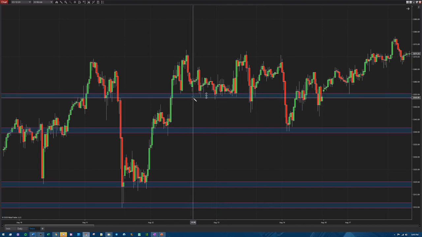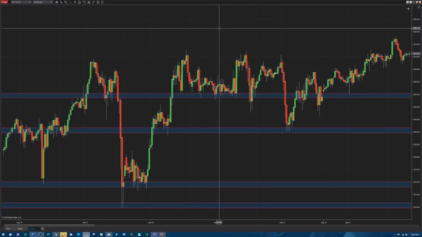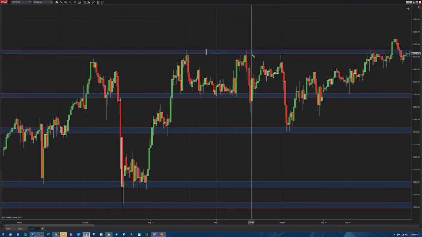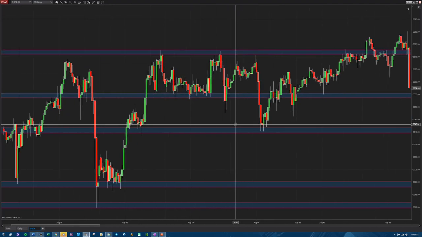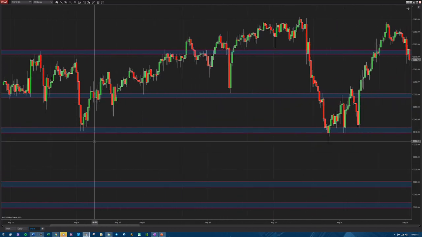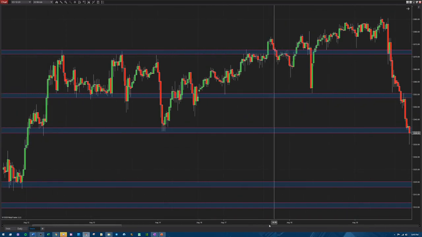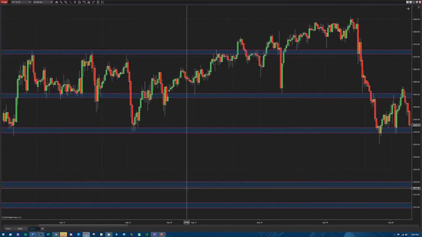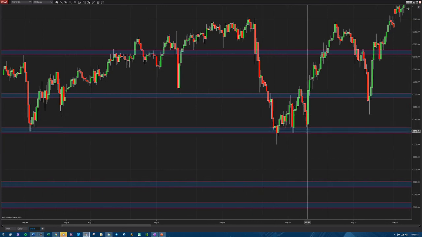And what else we got? I mean, this kind of works. It did bounce quite a bit up here. Definitely that. And let's see what else we got here. So you can see how this level from before, like we marked this right in here, you can see it's still respecting it over here.